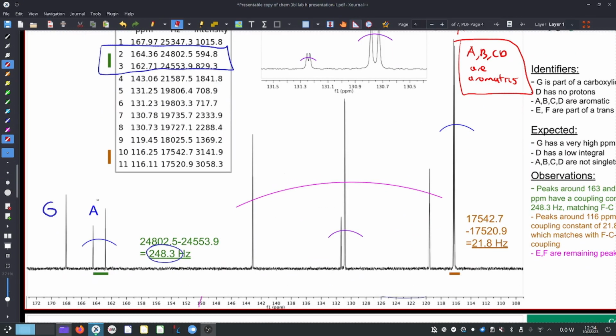Yeah, so this one's kind of weird. We have two peaks. It looks like they're just two different carbons, but the coupling constant shows that that's actually the same carbon, and it's carbon A.